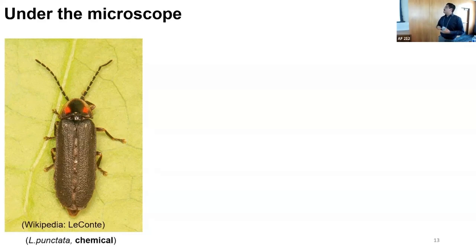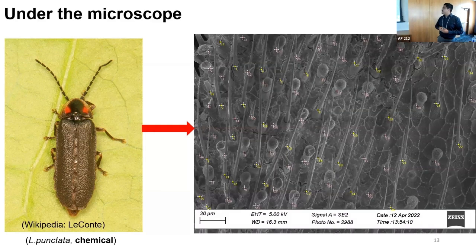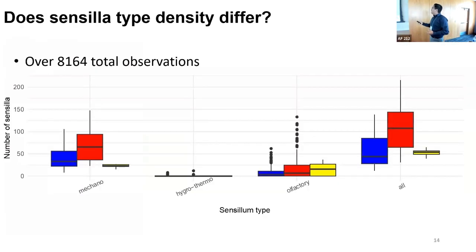We had our species samples, and we also used the images that we took previously. What we did was click on a whole bunch of points on our images that really helped us characterize the sensilla here. We denoted them using different colors. What we were able to find from that was this raw data here. Again, we made over 8,164 total observations.